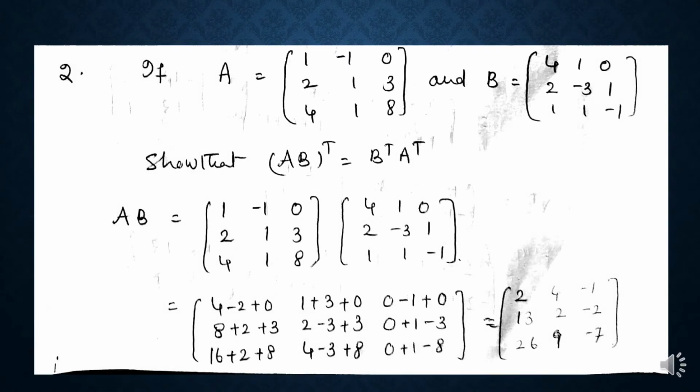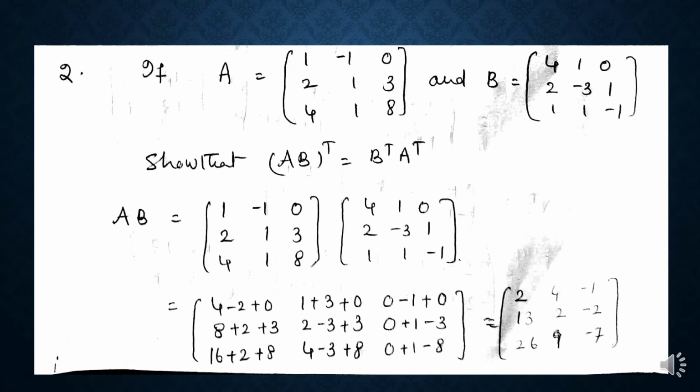Second problem. If A is equal to [1, -1, 0; 2, 1, 3; 4, 1, 8] and B is equal to [4, 1, 0; 2, -3, 1; 1, 1, -1], show that (AB) transpose is equal to B transpose into A transpose. So AB is equal to the multiplication of these two matrices, A [1, -1, 0; 2, 1, 3; 4, 1, 8] and B [4, 1, 0; 2, -3, 1; 1, 1, -1].